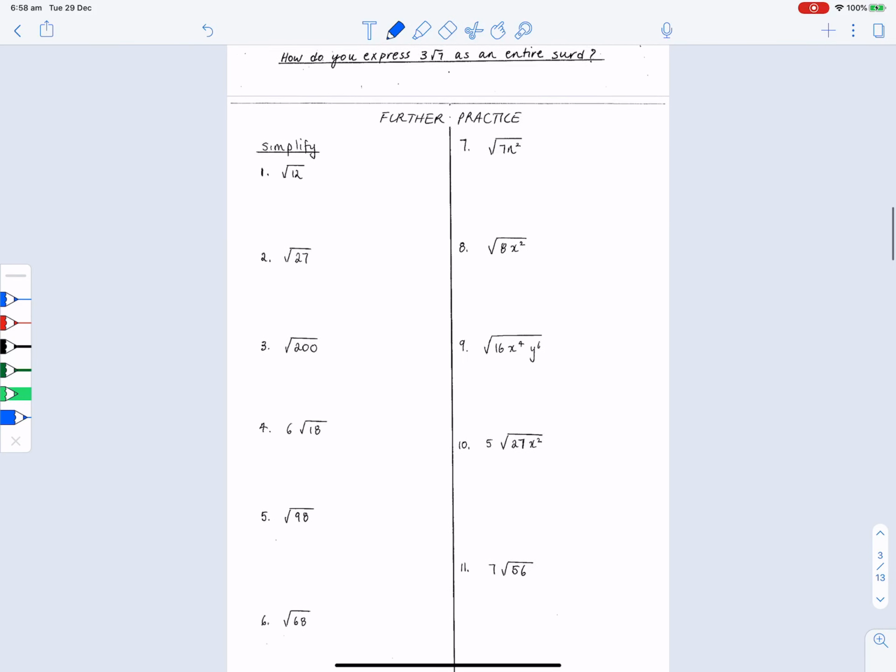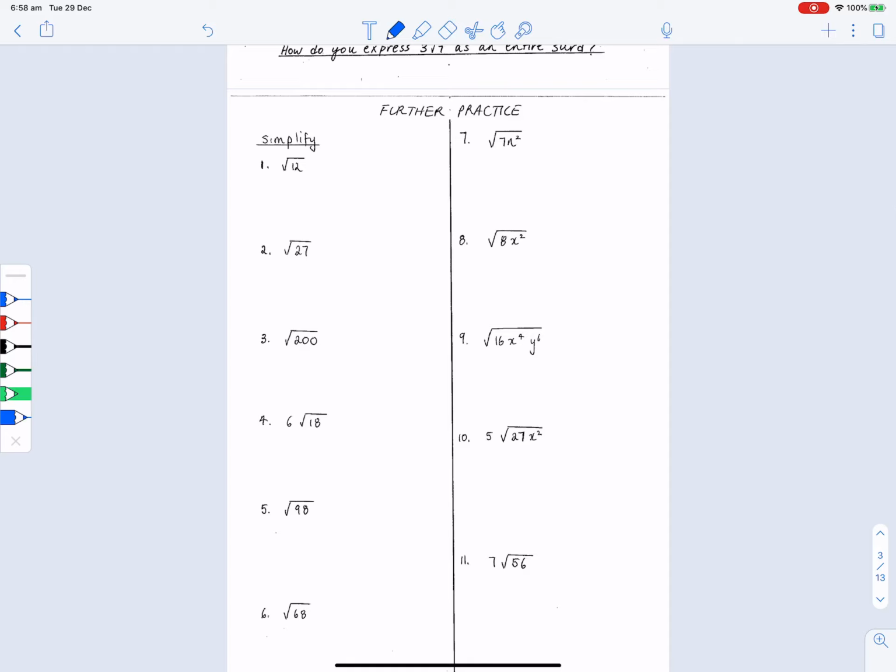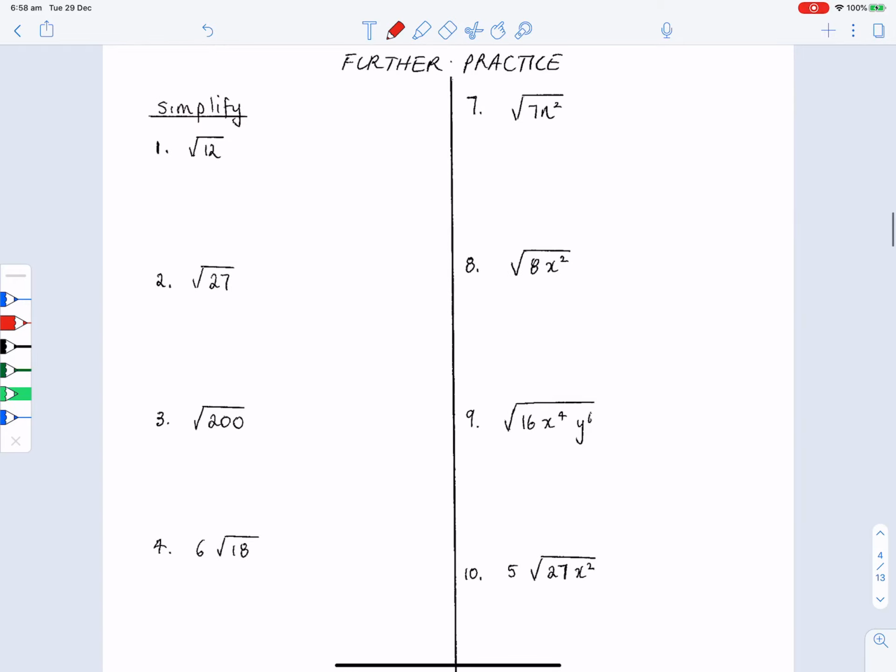All right, so now these are further practice questions. The first one is simplify root 12. Ask yourself, what are the factors of 12? 12 can be rewritten as 12 times 1. 12 can be rewritten as 6 times 2. Or 12 can be rewritten as 4 times 3.